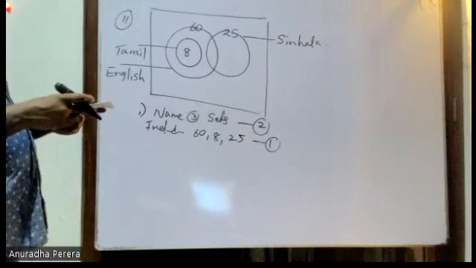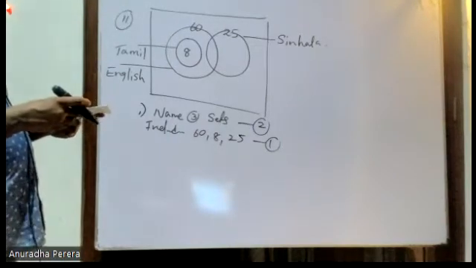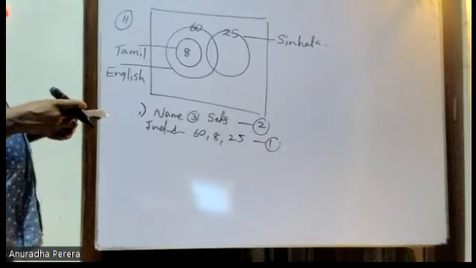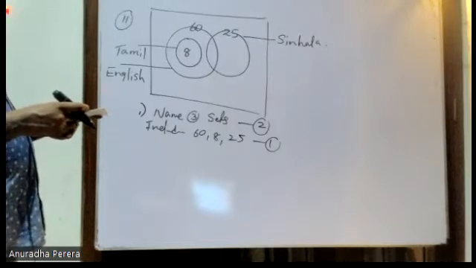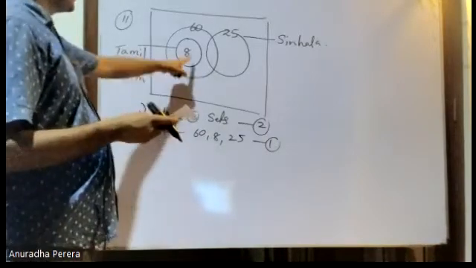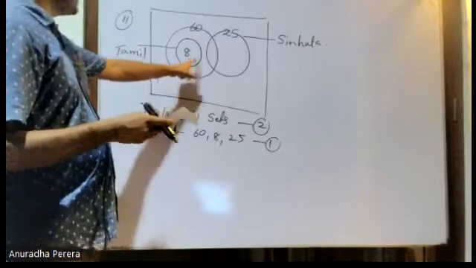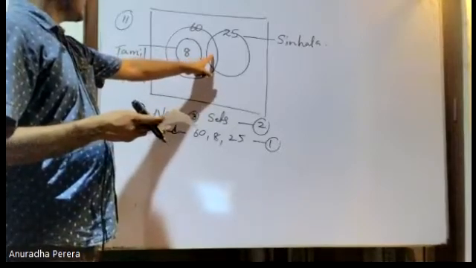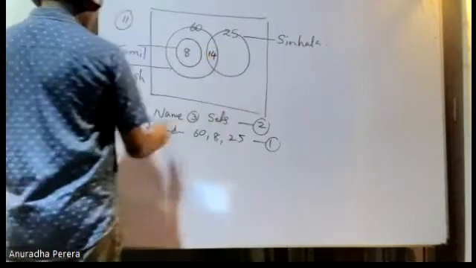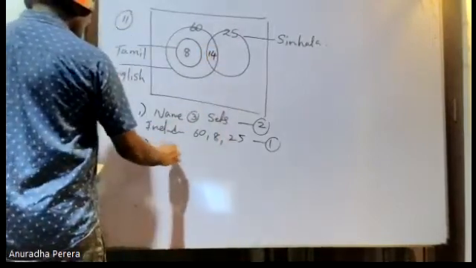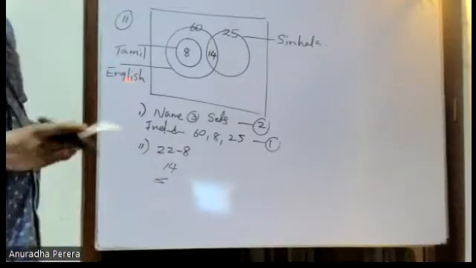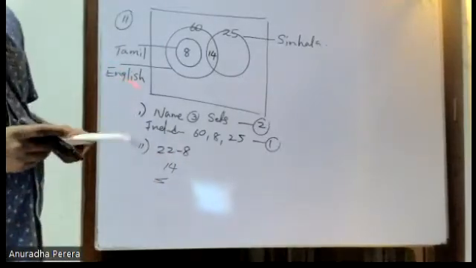Second one: if there are 22 employees who speak exactly 2 of these 3 languages, how many speak both Sinhala and English? Exactly 2. This represents Tamil and English. This represents English and Sinhala. Total is 22, so this one is 14. 22 minus 8, 14. 2 marks.